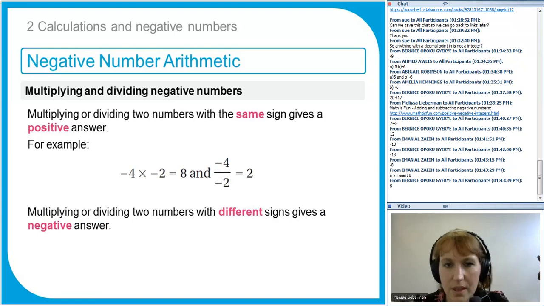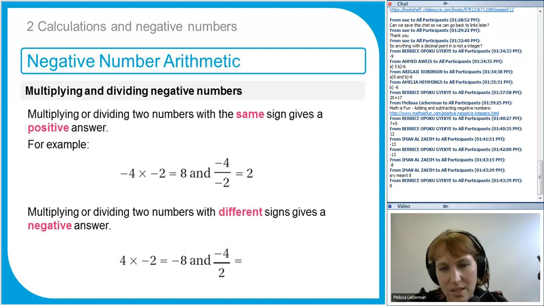If it's two numbers with a different sign, then the answer will be negative. So if we have 4 times -2, Iman was right a minute ago if he had seen into the future and seen what that would be. So 4 times -2 is -8. And -4 divided by 2, the signs are different, so the answer is negative. And then 4 divided by 2 is 2, so we've got -2 there.